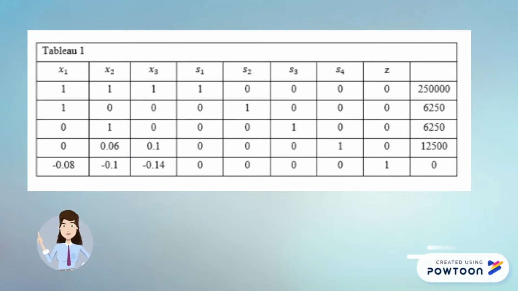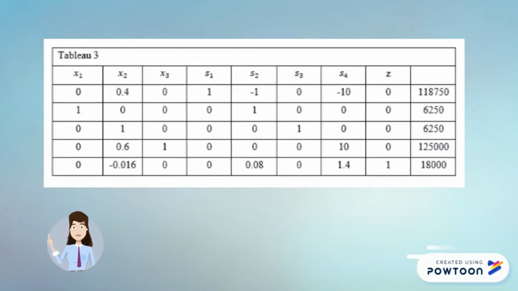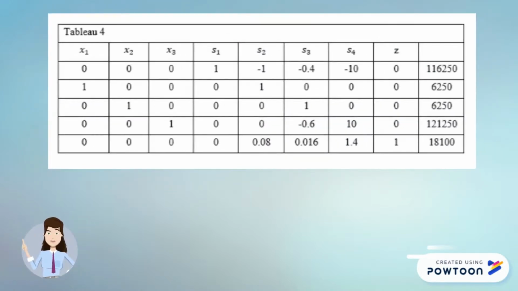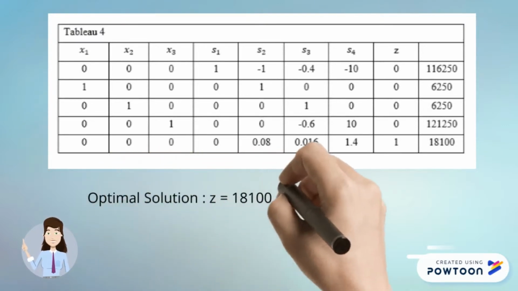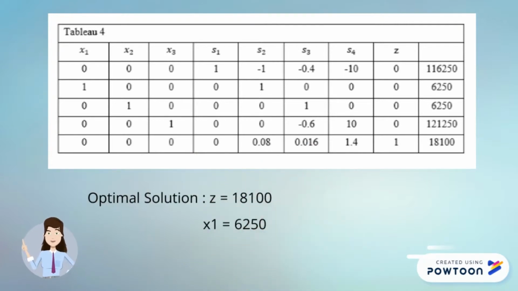The calculation of table 1 is as below that you can see. This is table 2. This is table 3. And this is table 4. The optimal solution of z is 18,100, x1 is 6,250, x2 is 6,250, and x3 is 121,250.